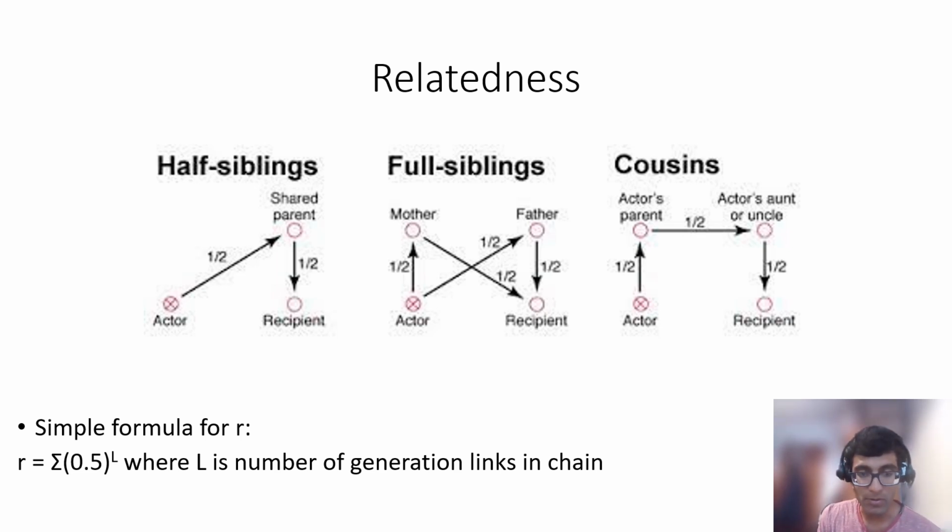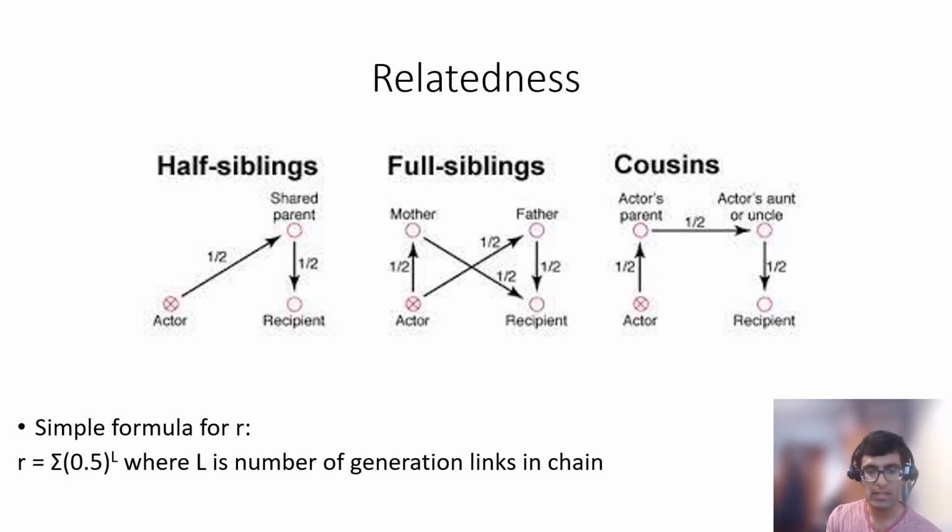Now, actually, there's a very simple formula to work out R. You take a half and raise it to the power of the number of generation links in the chain. So in this chain, there are 2. You don't multiply a half by 2, you take it to the power of 2. Sorry, that L is the power. And so in this case, because there are 2 links in the chain, you do a half squared, which is a quarter.